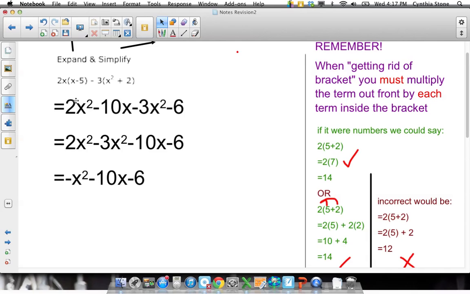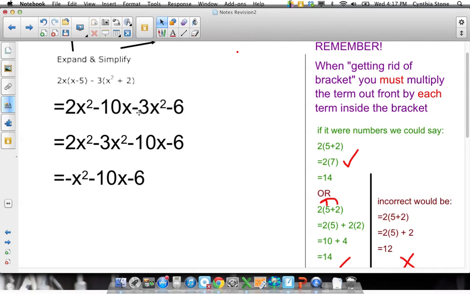2x times x is 2x squared. 2x times minus 5 is minus 10x. Minus 3 times x squared is minus 3x squared. Minus 3 times plus 2 is minus 6. Okay? So here, it's interesting because it's a subtract. And the way you think of it is, this is distributive property, distributive property of minus 3. Minus 3 times each term.